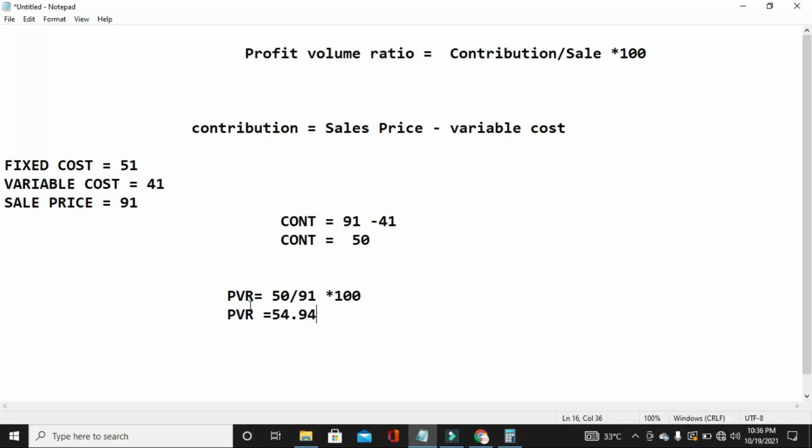Now we have calculated our profit volume ratio, and as I said earlier, the profit volume ratio helps us in many calculations. On the basis of this profit volume ratio, we can calculate the break-even point. We can also determine the margin of safety, the amount of sales for earning a desirable profit, and the fixed cost and variable cost. All these we can calculate on the basis of this profit volume ratio. So the profit volume ratio will help us in calculations of different figures which are necessary during costing, like break-even point, margin of safety, and other calculations. So now we will calculate all these figures on the basis of profit volume ratio.